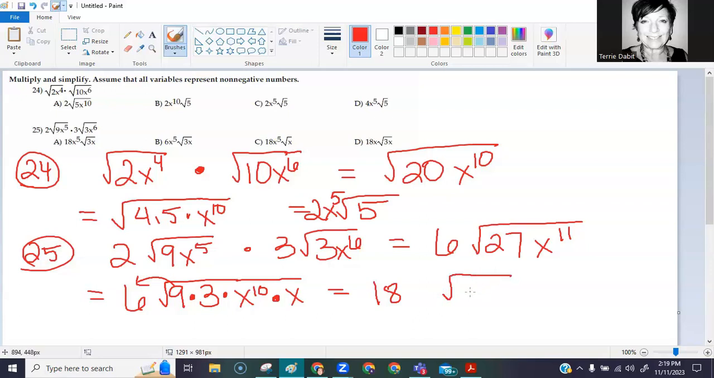The 3, I can't do anything with it, so I'm going to leave that guy underneath the square root. X to the 10th will go down to x to the 5th, and then the extra x on the end has to stay under the radical because it's to the first power.